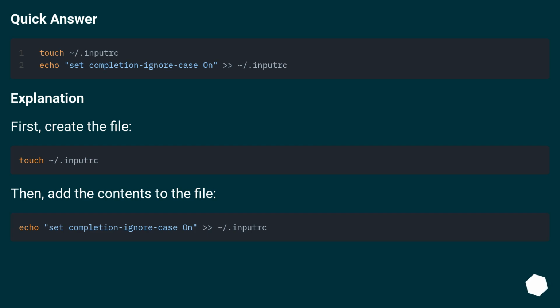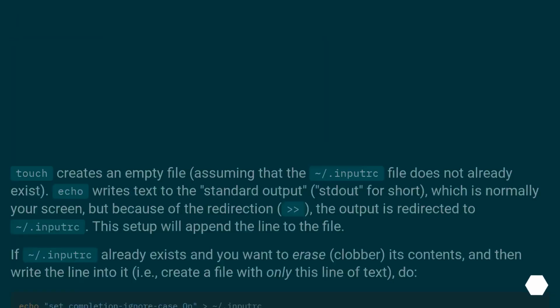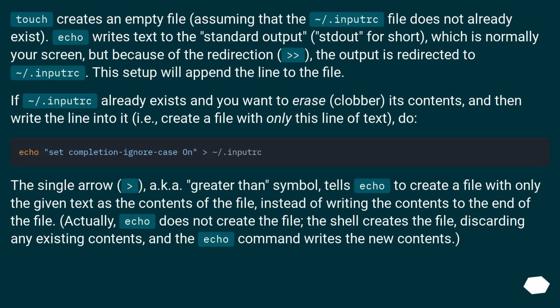Quick answer. Explanation. First, create the file. Then, add the contents to the file. Touch creates an empty file, assuming that the ~/.inputrc file does not already exist.